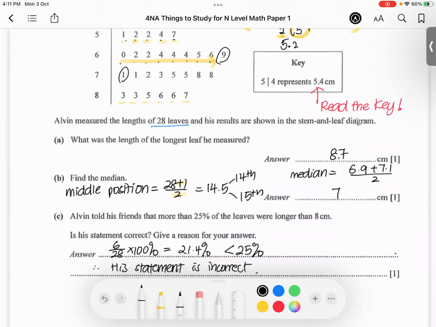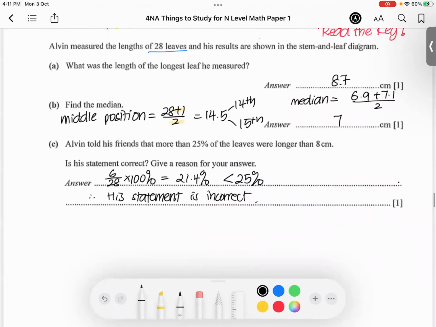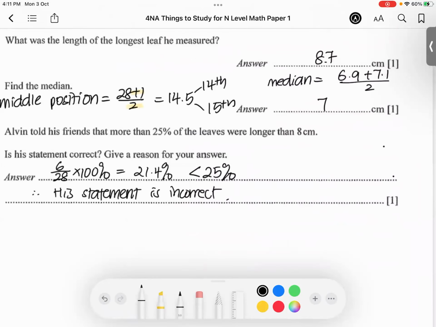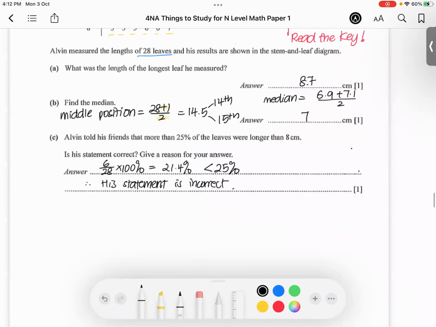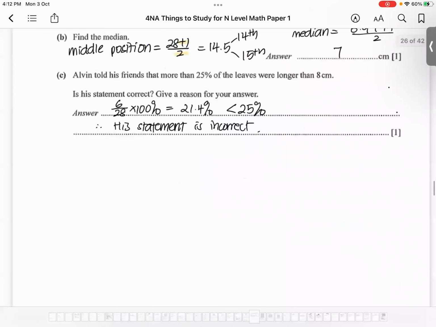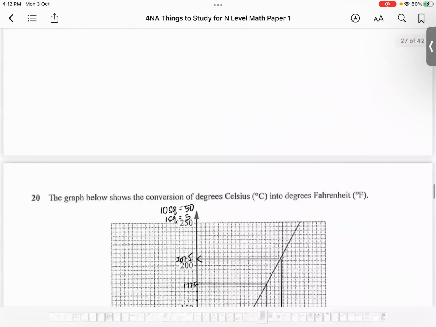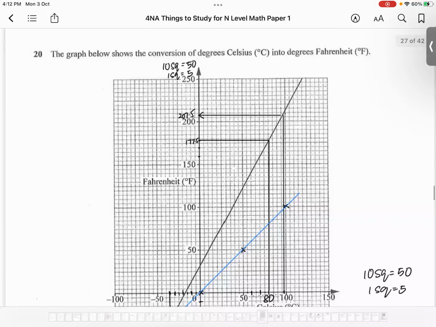Median: add the two numbers together, divide by 2. If you have an even number, usually it will be like that. If it's an odd number, usually just one answer. The other one is simple, so I leave you to do the answer for 12 already. Next one, this one, practical application of graph.